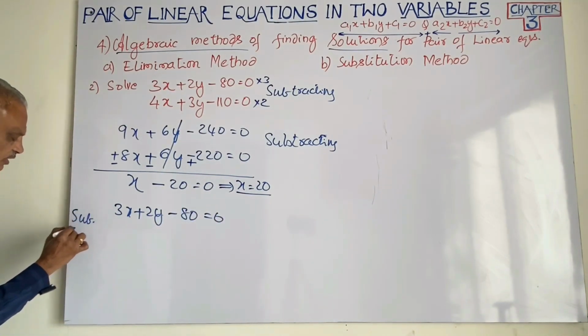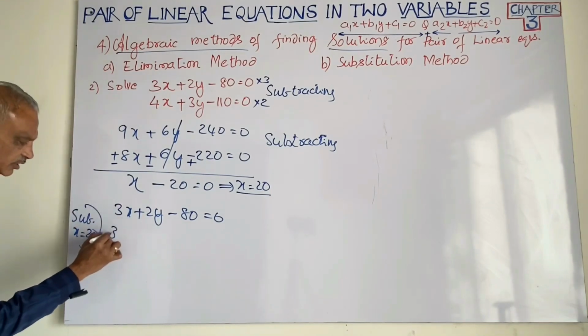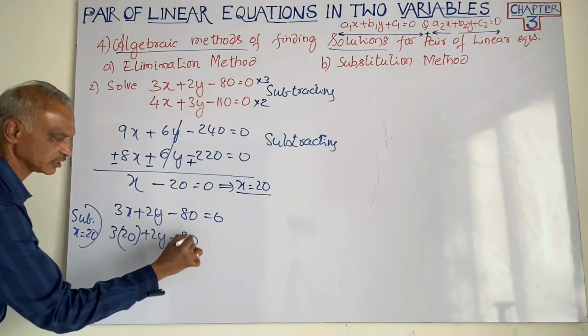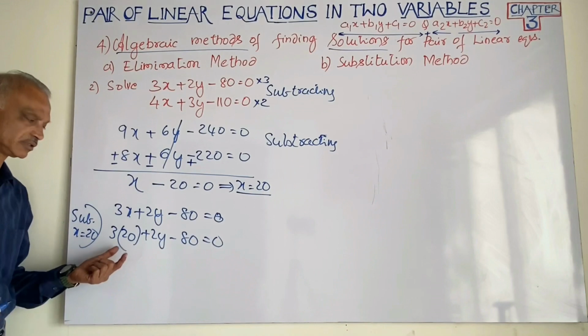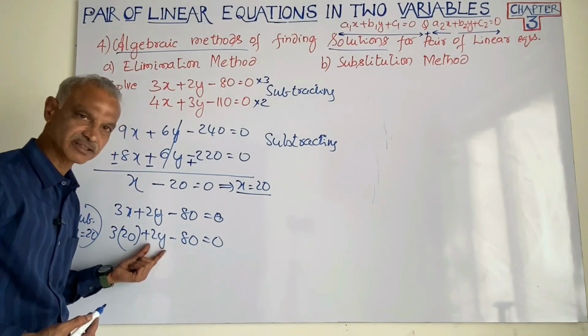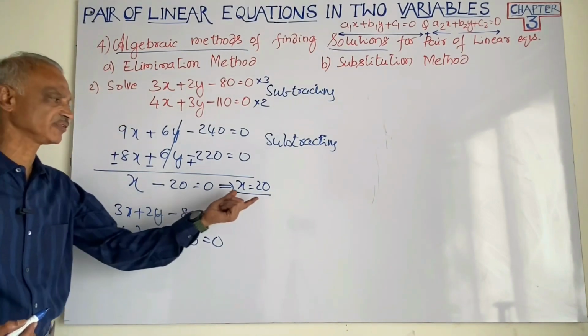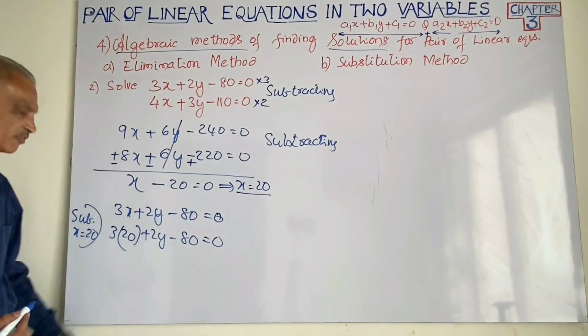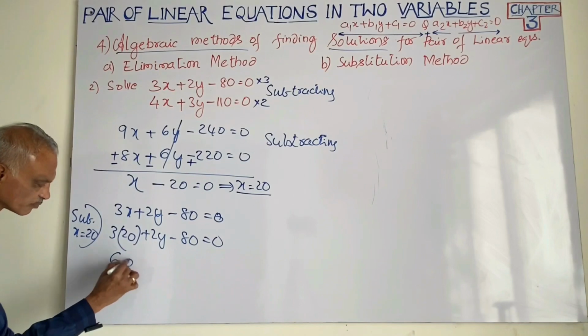Substitute x is equal to 20 in this equation, 3 into 20 plus 2y minus 80 is equal to 0, so that you can find the value of y. We have to substitute the value of x is equal to 20 in this equation to get the value of y. 3 twos are 6.